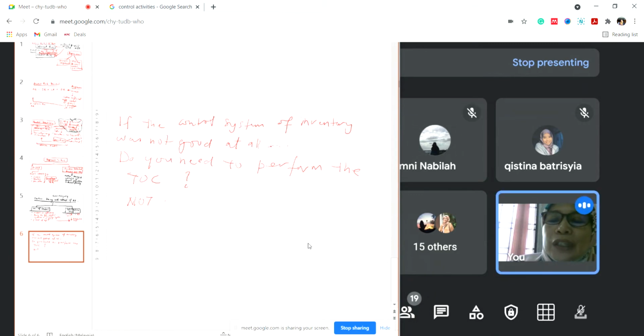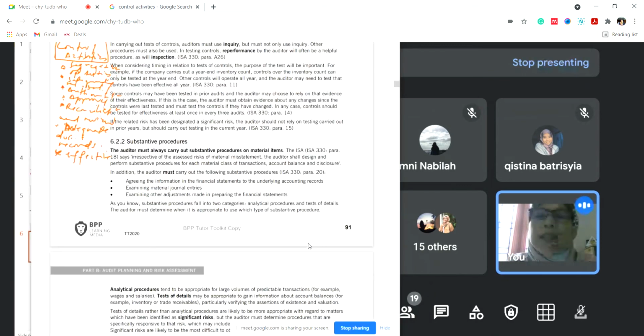So if you already know that the system of control is not good at all, there is no need to perform the TOC. Just proceed with the substantive test. Yes, good. So that is why you need to understand the test of control. Normally you do not test the controls every year. Some controls may have been tested in a prior year audit and the auditor may choose to rely on the evidence of their effectiveness.